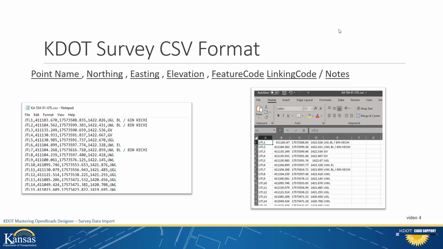At the end of video number 3, we had just entered the text import wizard and we were preparing to import a survey data file. We were looking at the settings file that establishes KDOT's survey format in the text import wizard. Now we're going to take a closer look at the CSV file that the settings file is set up for.